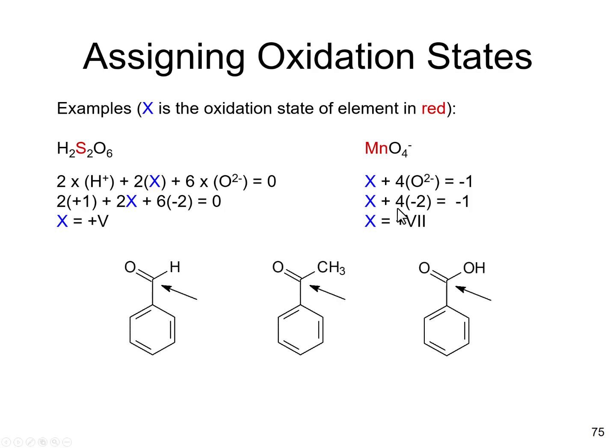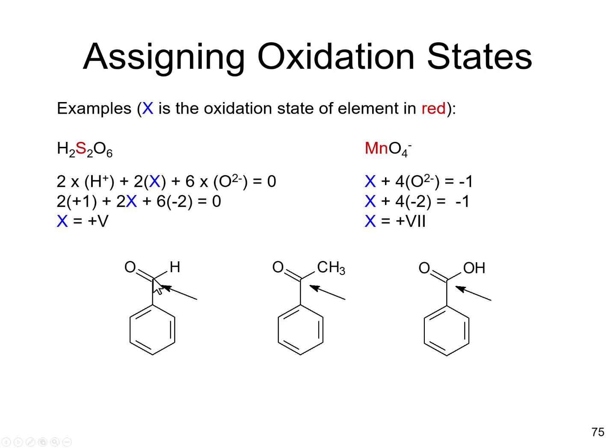Now these are inorganic molecules, so they are very easy to assign. How do we do that with organic molecules? So how do we assign, for example, the oxidation state of this particular carbon atom in the benzaldehyde molecule, or acetophenone molecule, or a benzoic acid molecule?